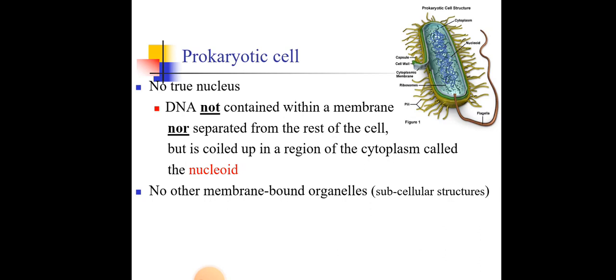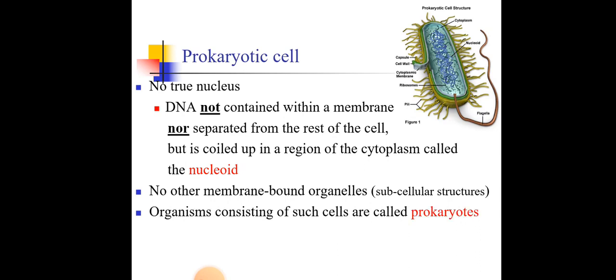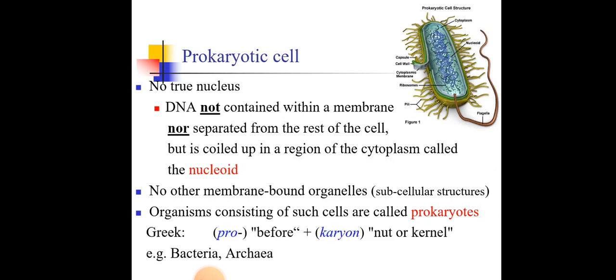When I compare them to eukaryotes, you will find mitochondria, cytoplasm, and chloroplasts, which are organelles. They are membrane bound. But in these prokaryotic cells, there are no such organelles. Organisms consisting of such cells are called prokaryotes. So prokaryotes are organisms which contain these prokaryotic cells. In other words, they don't have a nucleus, and they don't have membrane-bound organelles. The word pro means before, and karyon means a nut or a kernel, which is a nucleus.